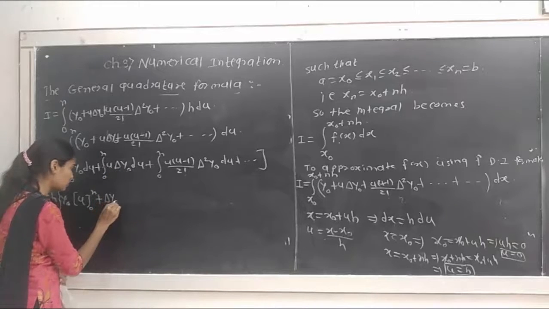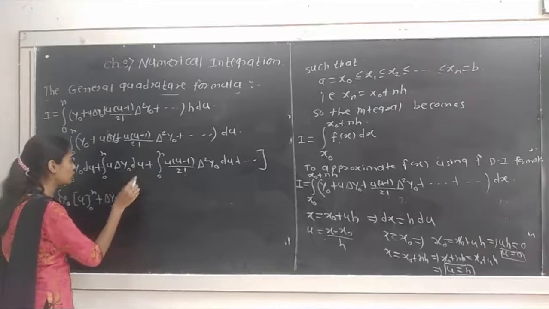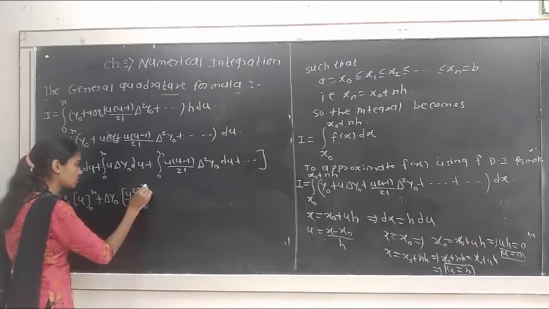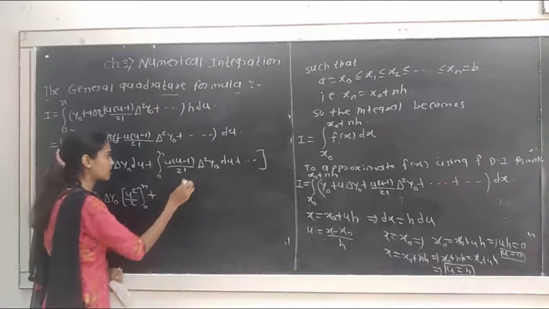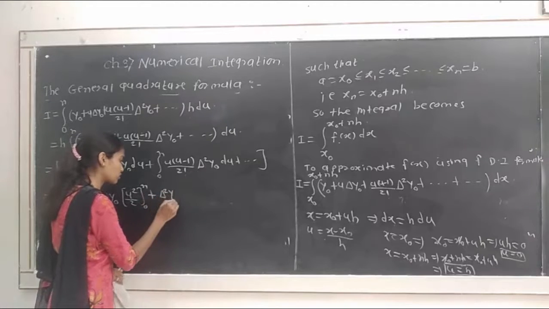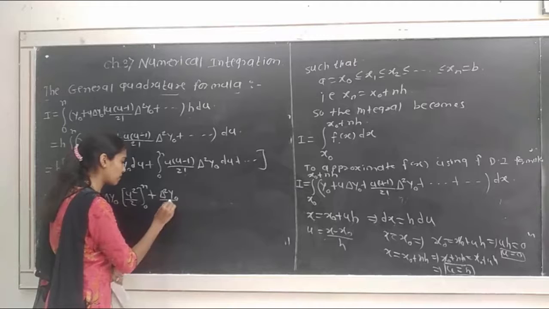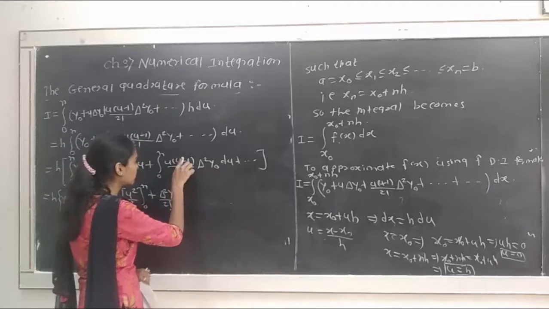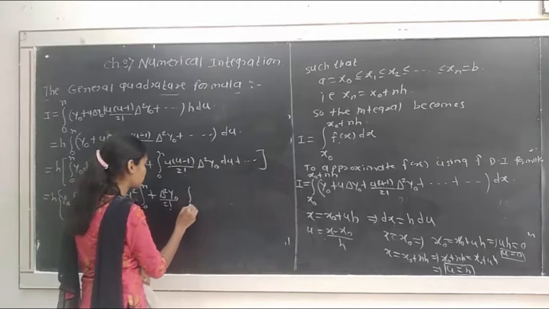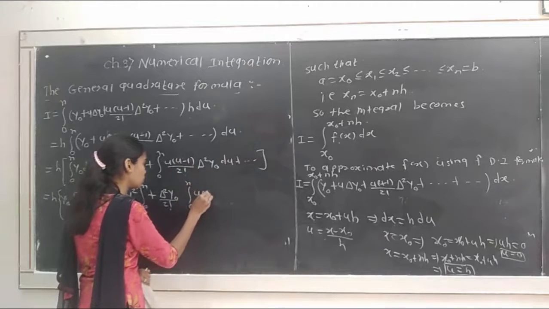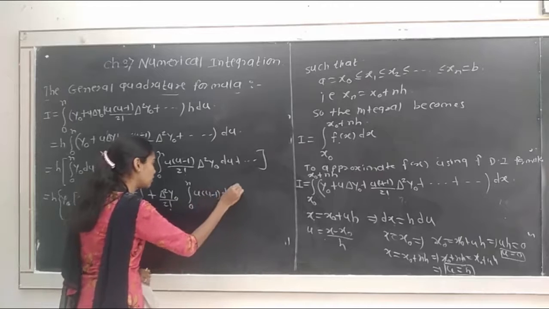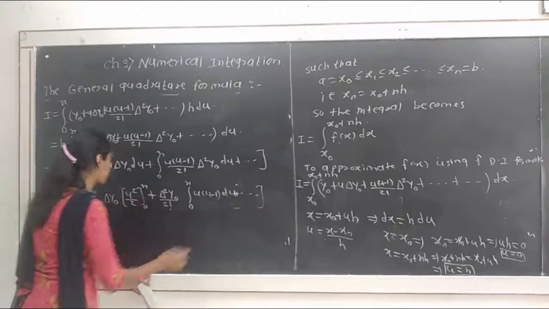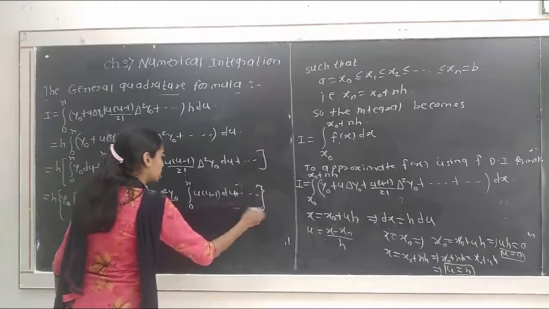Taking delta y0 outside, the integration of u du will be u square divided by 2, with limits from 0 to n. Plus, delta square y0 will be constant, so we take delta square y0 divided by 2 factorial outside, then the integration of u into u minus 1 du, from 0 to n, plus so on.